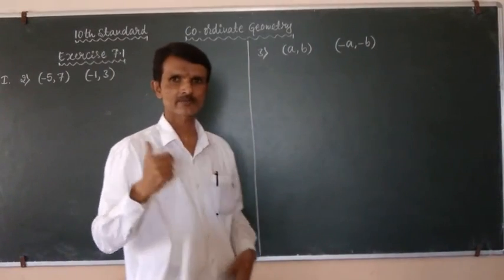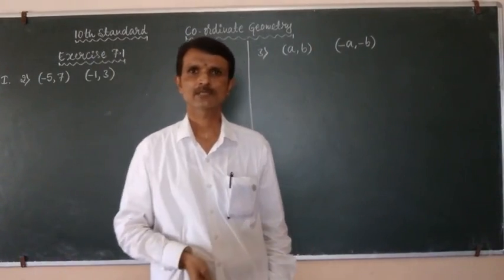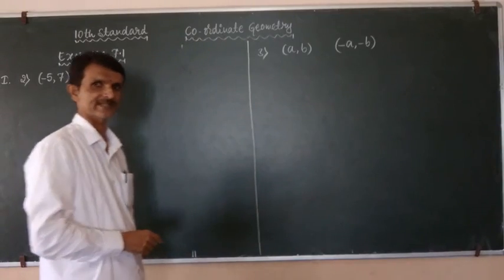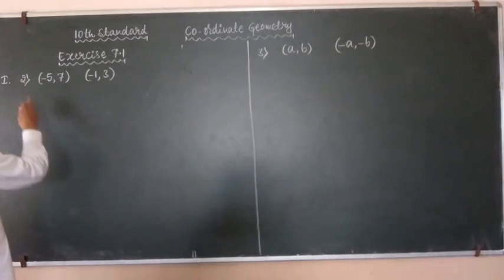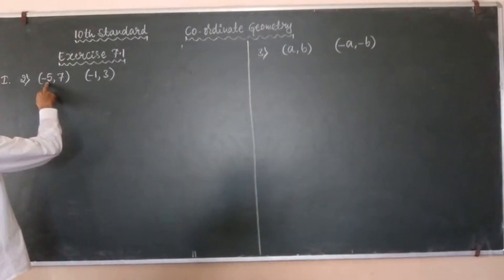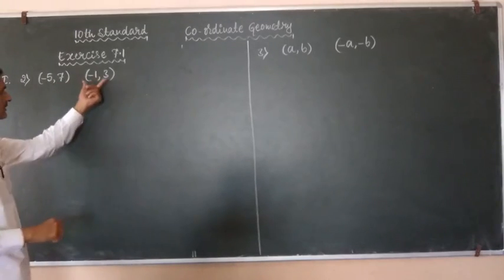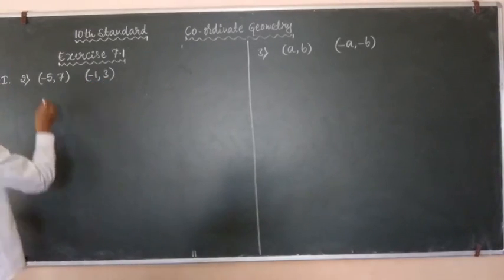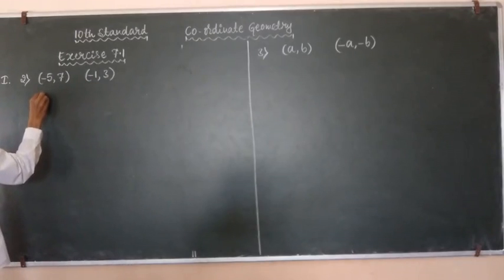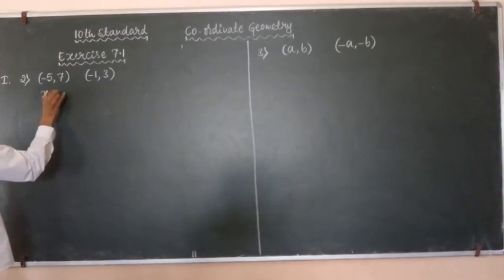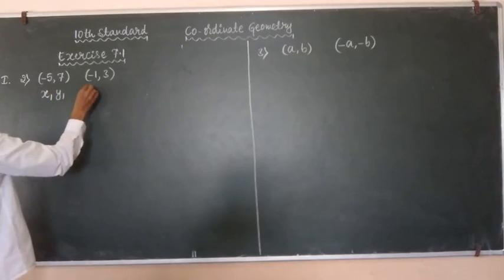Now students, we will see the next problem on that first man. So the second problem is we have to find out the distance between -5, 7 and -1, 3. So write the values of x1, y1, x2, y2.